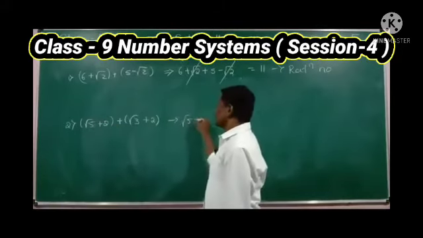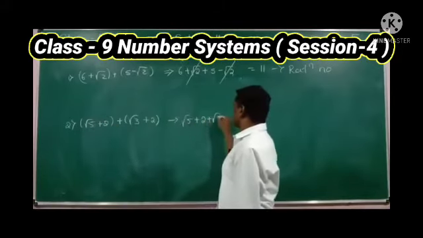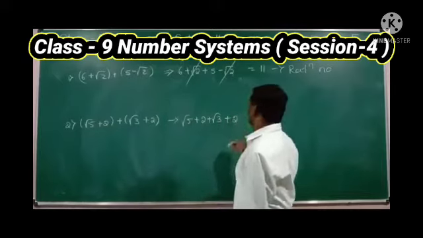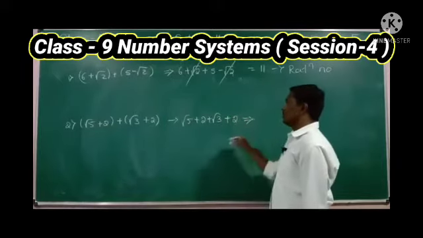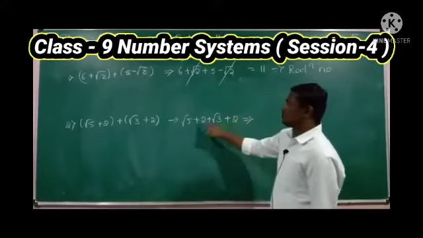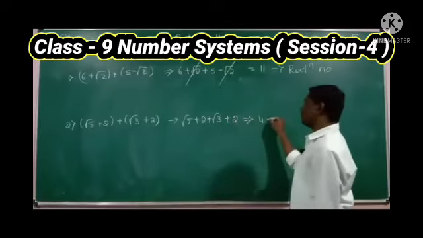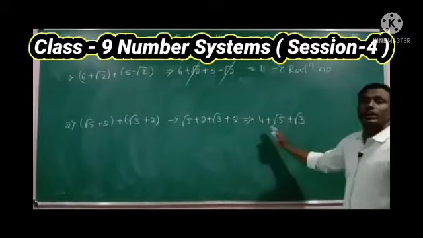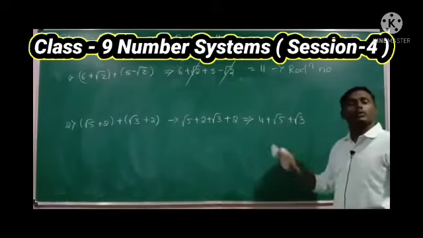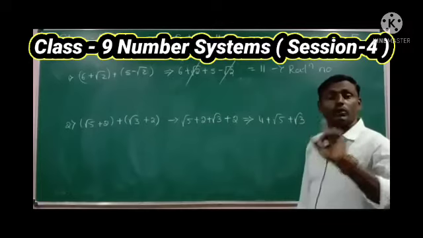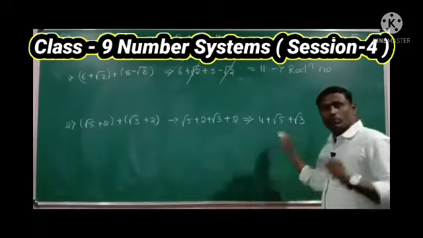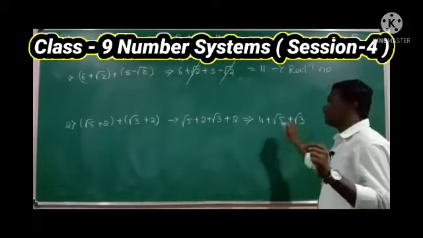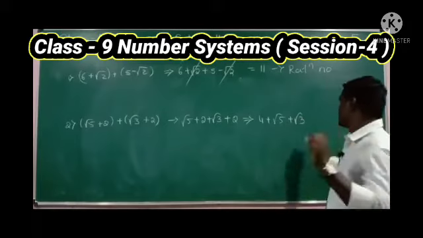Root 5 plus 2 plus root 3 plus 2. So 2 plus 2 is 4 plus root 5 plus root 3. We cannot add these two. We can multiply root 5 and root 3, but we cannot add these two because these are different bases.